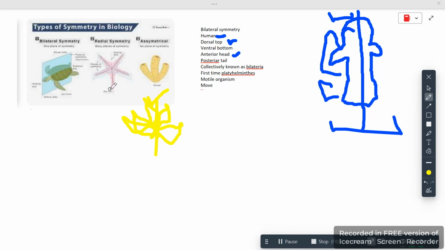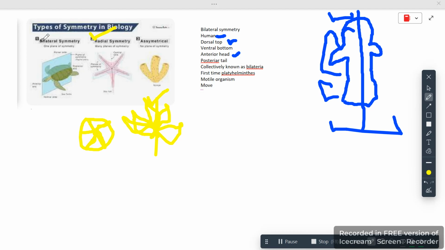Then we have radial symmetry. Radial symmetry is, if I make a complete circle with a center, this is the central axis, and it is completely, equally divided from the central axis. Division of any body, any organism, from a central axis is known as radial symmetry.